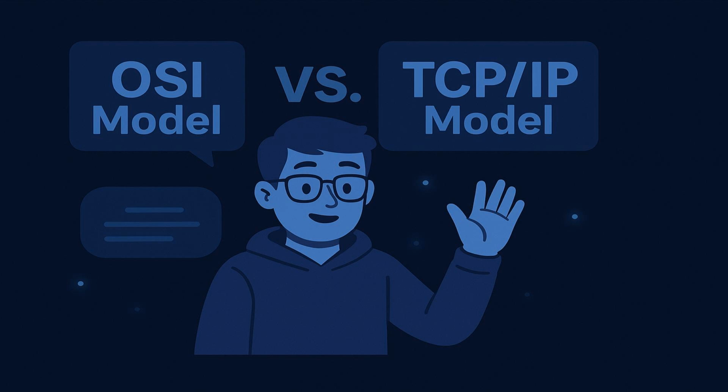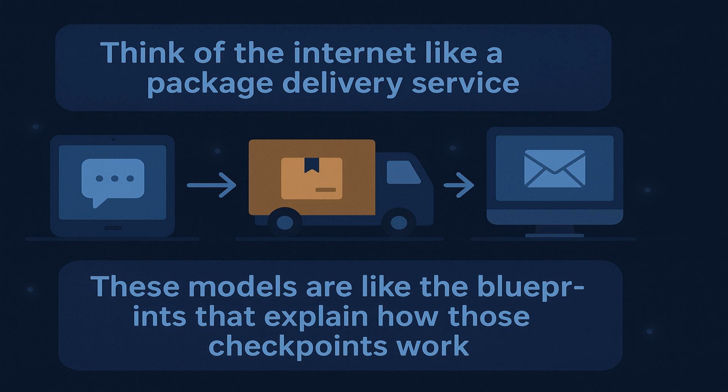Today, we're cracking open a classic topic that confuses a lot of beginners: the OSI model versus the TCP/IP model. You've probably heard both terms tossed around, but what do they actually mean? And why should you care? Think of the internet like a package delivery service. You send a message from your device, and it travels through several checkpoints before it reaches its destination. These models are like the blueprints that explain how those checkpoints work.